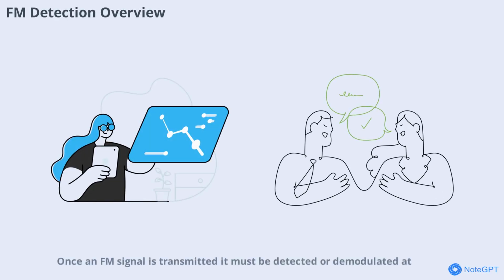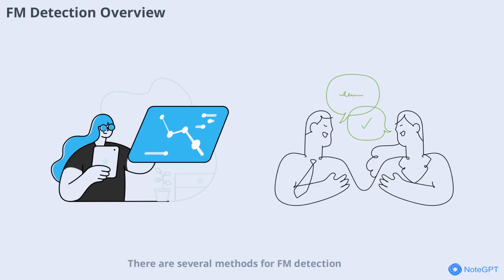Once an FM signal is transmitted, it must be detected or demodulated at the receiver to recover the original message. FM detection involves converting the frequency variations of the received signal back into amplitude variations that represent the original information. There are several methods for FM detection, each with its own advantages and applications. Let's start by looking at the phase-locked loop, or PLL method.